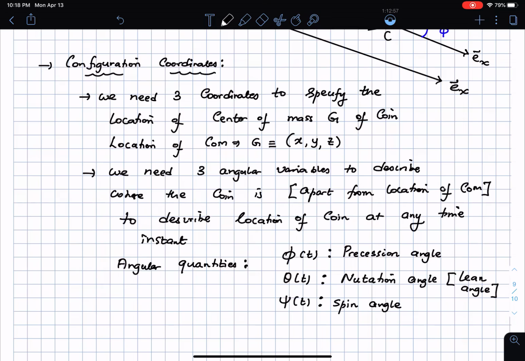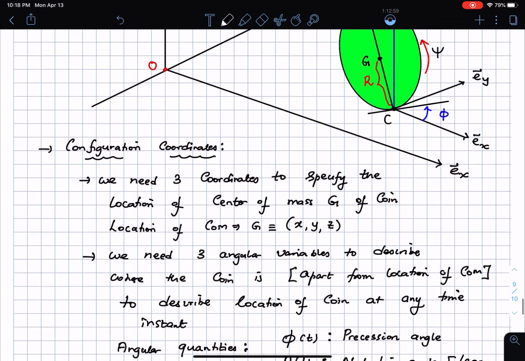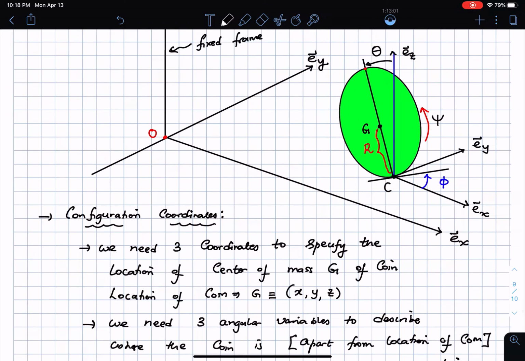which is quite evident from the figure. If you look at this figure here, phi represents the direction that the tangent passing at the contact point will be taking with respect to the x direction, so that represents precession. Then I have theta, which tells me whether the coin is leaning, bobbing up and down and so on. If theta is equal to 0, then it's an upright coin, right? And then I have the variable psi, which represents the spin of the coin.